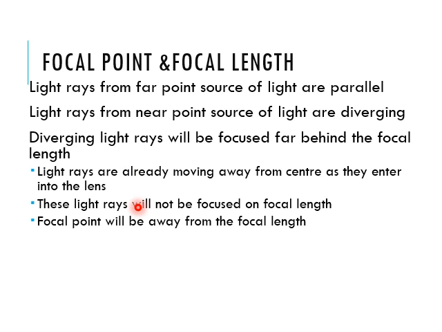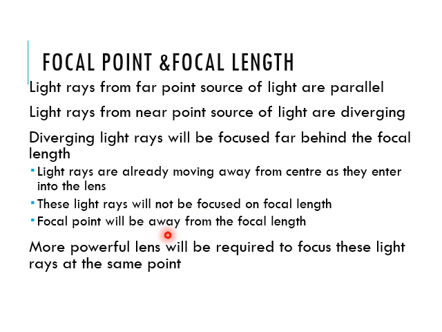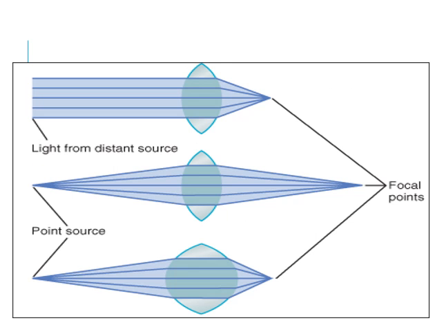These light rays will not be focused on the focal length. The focal point will be away from the focal length. Now, a more powerful lens will be required to focus these light rays. This might seem confusing, but you can see it over here in this diagram, whatever we have read there in that slide.